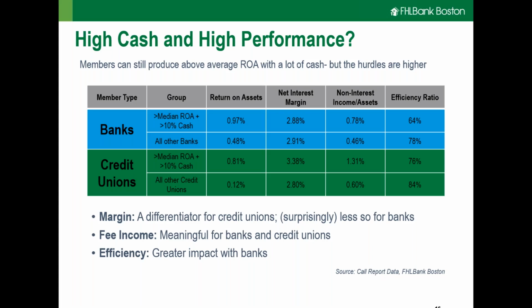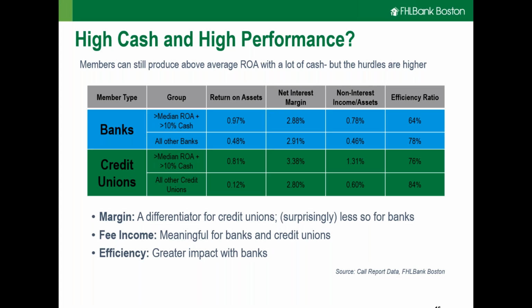Those folks who had high cash yet still had high ROA had margin in excess of 58 basis points higher than the rest of the group. So I think that's attributable to some of the consumer lending activities. And we'll get to in a little bit about why performance was driven by lending, not by funding, in the recent quarters. Fee income was impactful for both banks and credit unions. That's attributable, no surprise, to the heavy mortgage volume activity that we saw in the quarter.